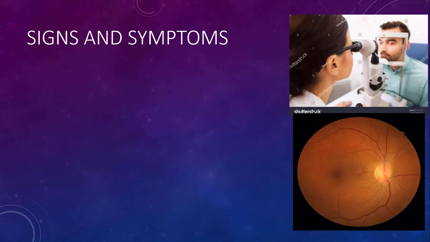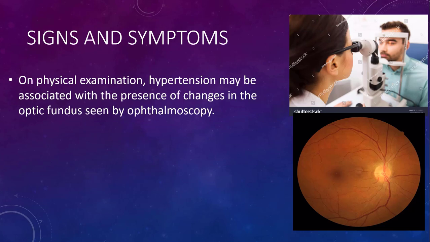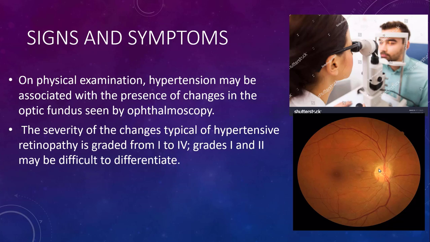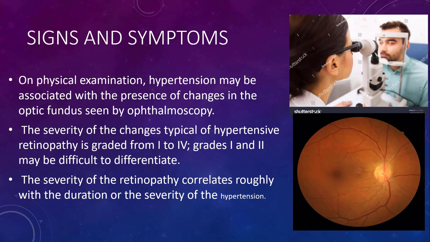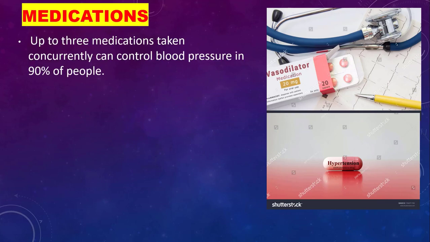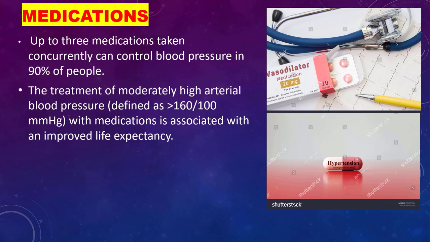Signs and symptoms. On physical examination, hypertension may be associated with the presence of changes in the optic fundus seen by ophthalmoscopy. The severity of the change, typically of hypertensive retinopathy, is graded from 1 to 4. Grades 1 and 2 may be difficult to differentiate. The severity of the retinopathy correlates roughly with the duration and severity of the hypertension. Medication. Up to 3 medications taken concurrently can control blood pressure in 90% of people. The treatment of moderately high arterial blood pressure, defined as 160 over 100 millimeters of mercury, with medication is associated with an improvement in life expectancy.